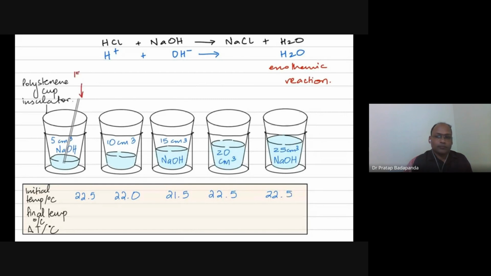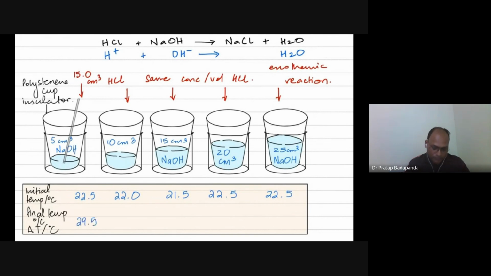Now I am adding 15.0 cm³ of HCl in each container. This is the same concentration and volume of the same acid. Now obviously we know that in some cases the HCl will react fully, or in some cases the alkali won't be enough to completely neutralize.